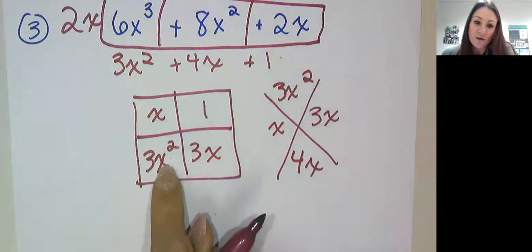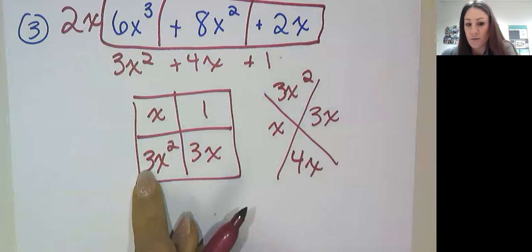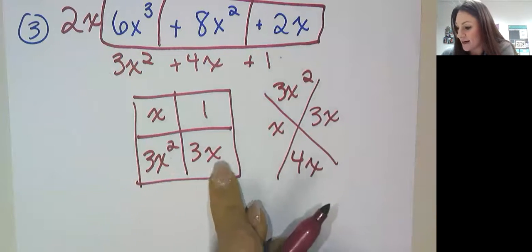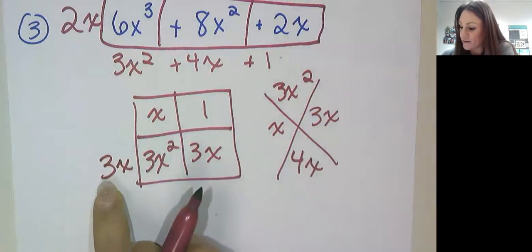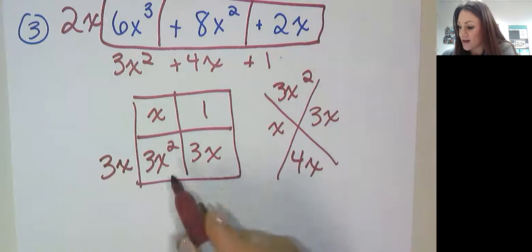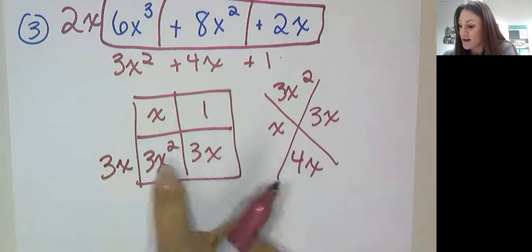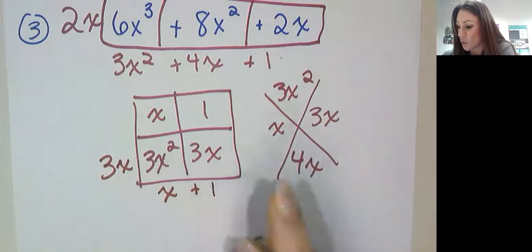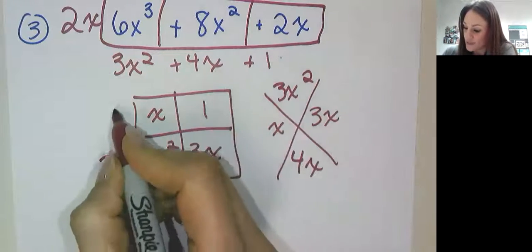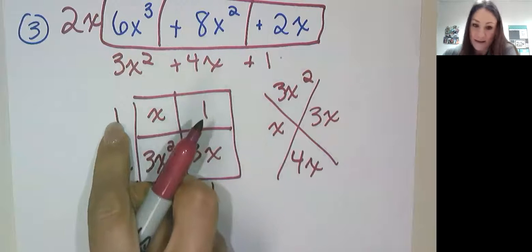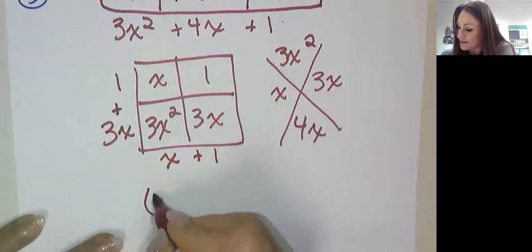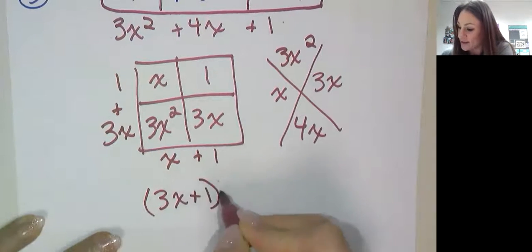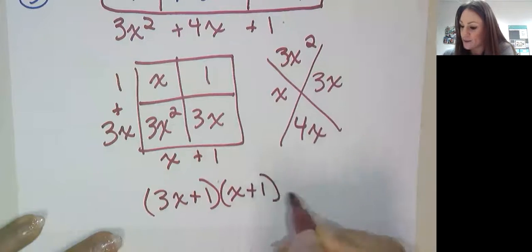Now I'm going to find the greatest common factor of a column or a row. I'm going to look here and I notice those both have 3x. So now I ask myself, 3x times what is 3x squared? X. 3x times what is 3x? 1. 1 times what is 1? 1. And then I'm going to double check. 1 times x, x. So it's 3x plus 1 times the quantity x plus 1.